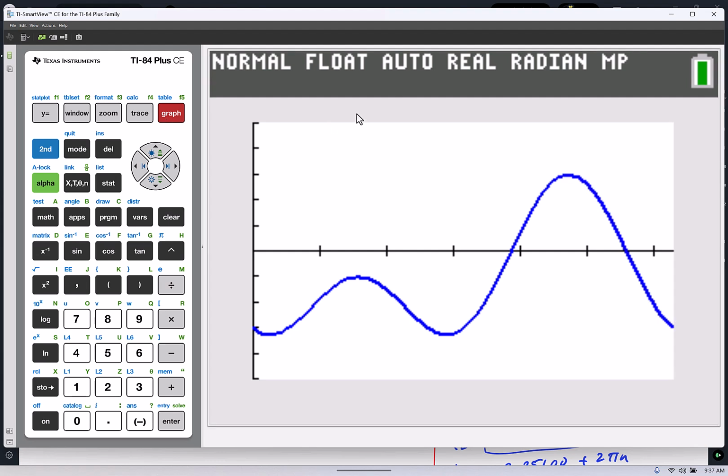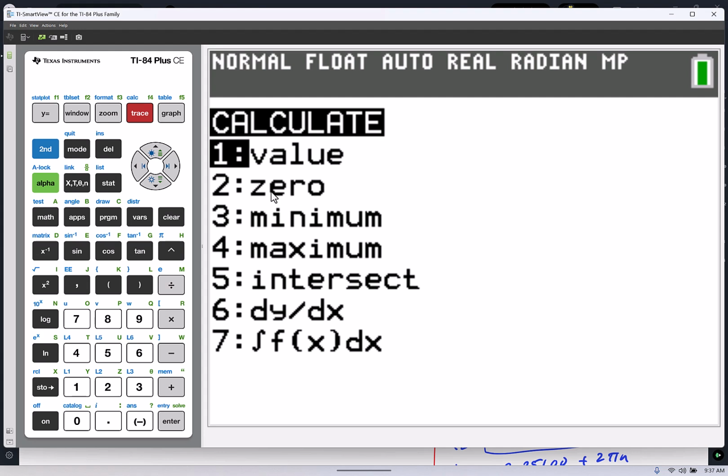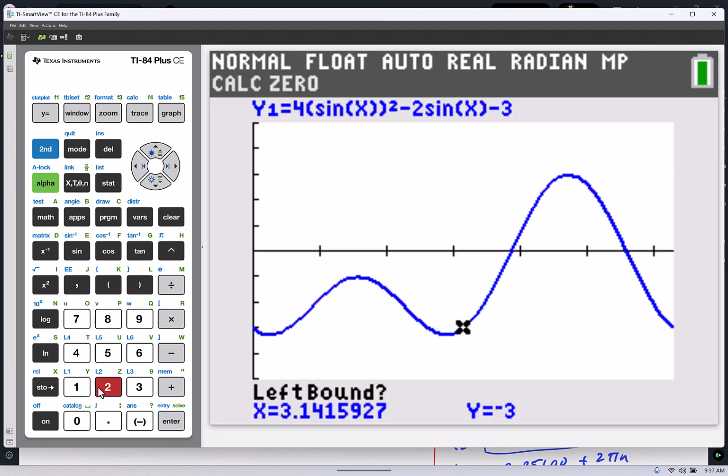I bet you these two numbers are the numbers where they cross the x-axis. Guys, make sure you know how to use the calculator. Look, this is a calculation, right? So you go second, calculate, and then look. Is there something that says 0 there? Number 2. And that's going to tell you, where do you want me to look?